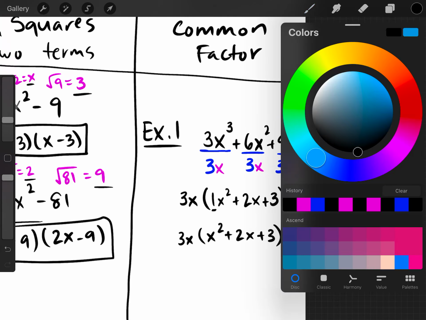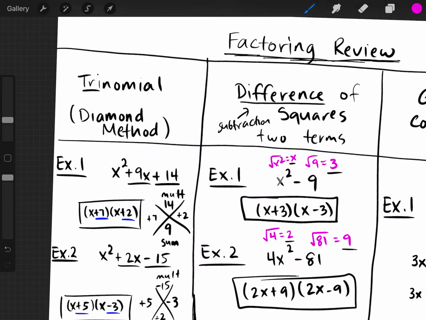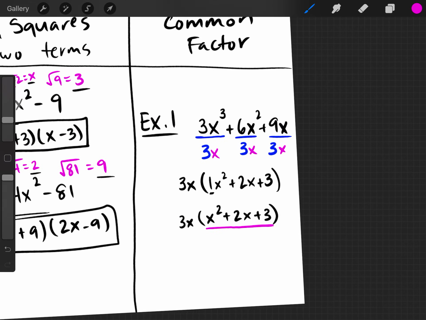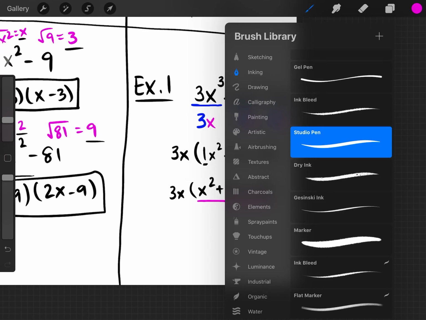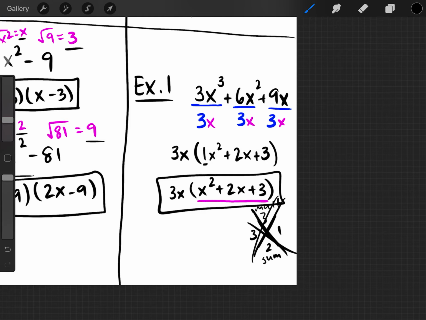You want to check that second piece right there, x squared plus 2x plus 3. That's a trinomial, right? Just like what we have right here. We want to see, are there two numbers that multiply to 3 and also add to 2? No, because 3 times 1 is the only pair that we have. 3 and 1 do not add to 2, so we cannot use the diamond method here. That right there would be your final answer, but always check to see if you can go any further.